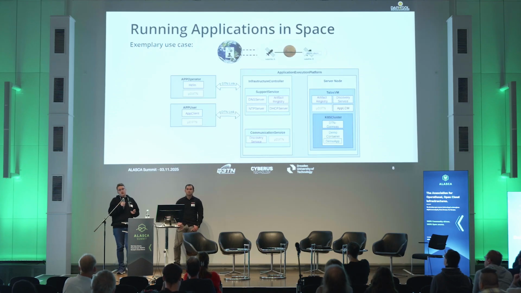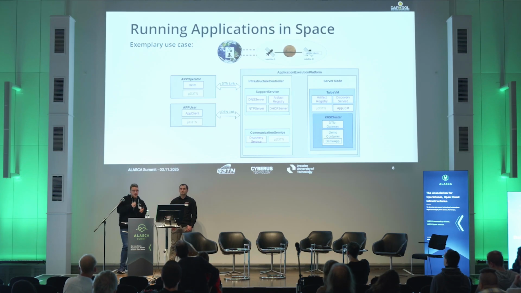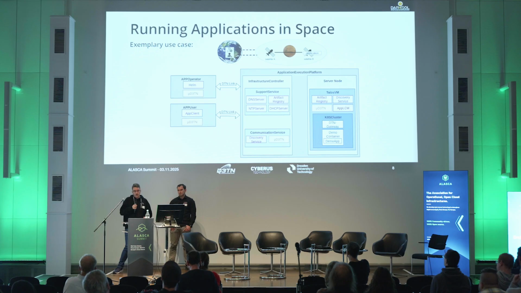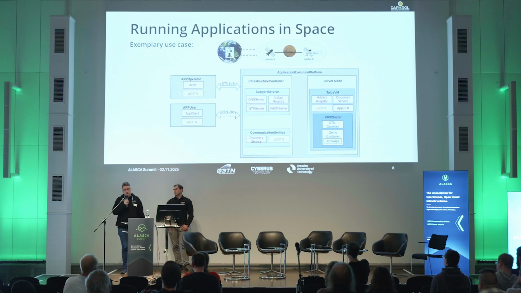If we look at how this could look on the deployment side, then we have basically two users on Earth. We have the app operator and the app user, which both are connected to the application execution platform in the Space Cloud cluster using a DTN link. In the Space Cloud cluster, there are two important nodes. One is an infrastructure controller, which runs support services, such as a DNS server, NTP server, or an artifact registry. And the second one is a server node, which runs, for example, a Talos VM, which contains a Kubernetes cluster.